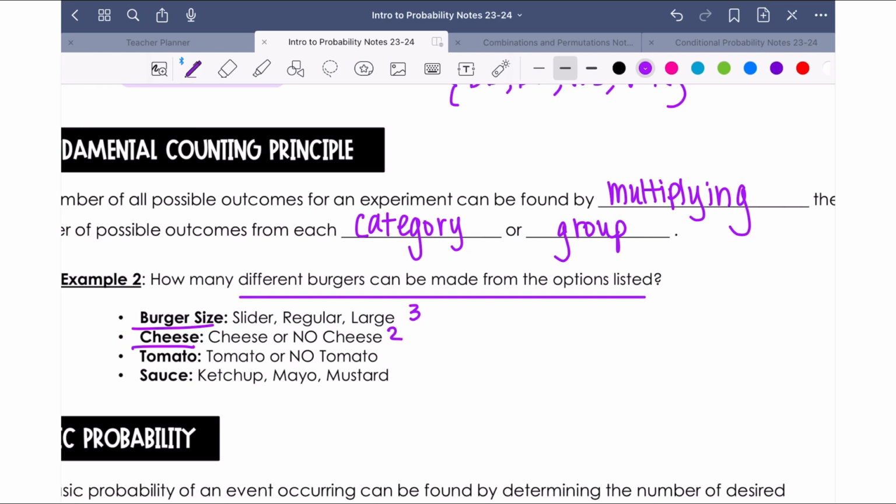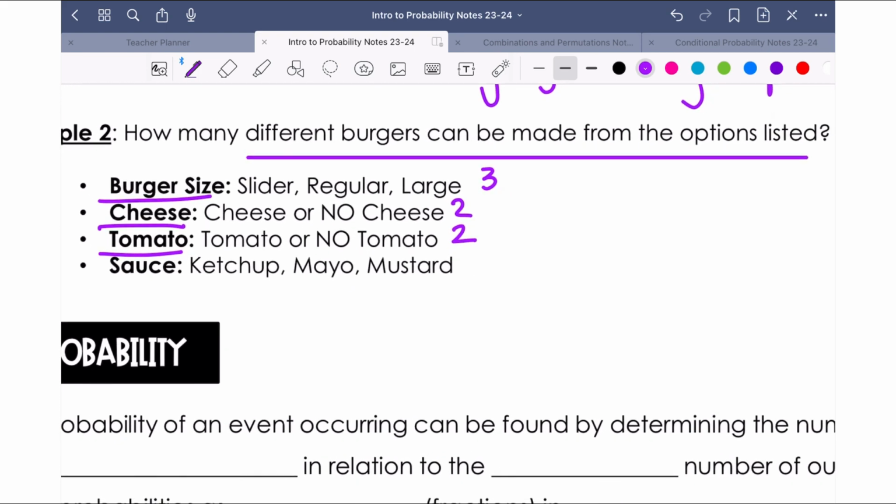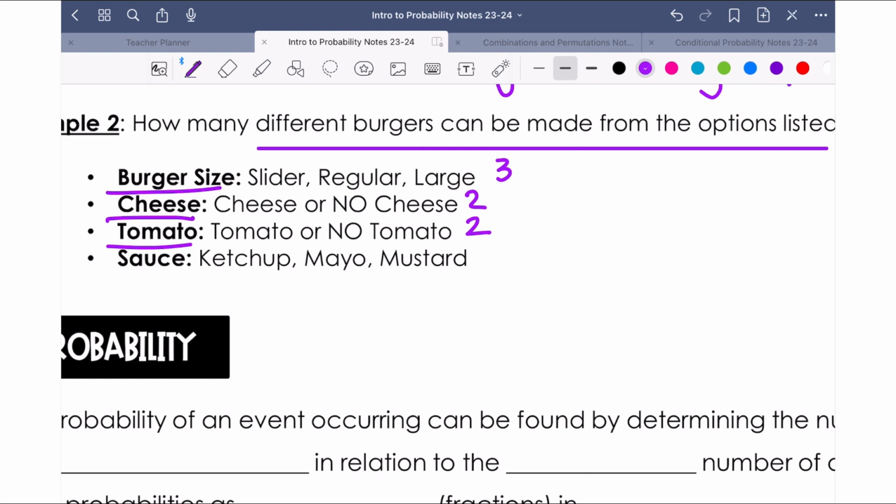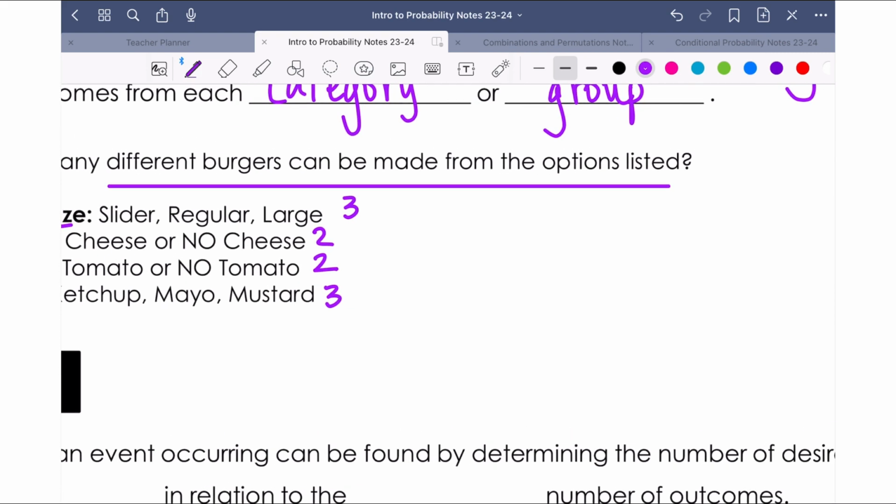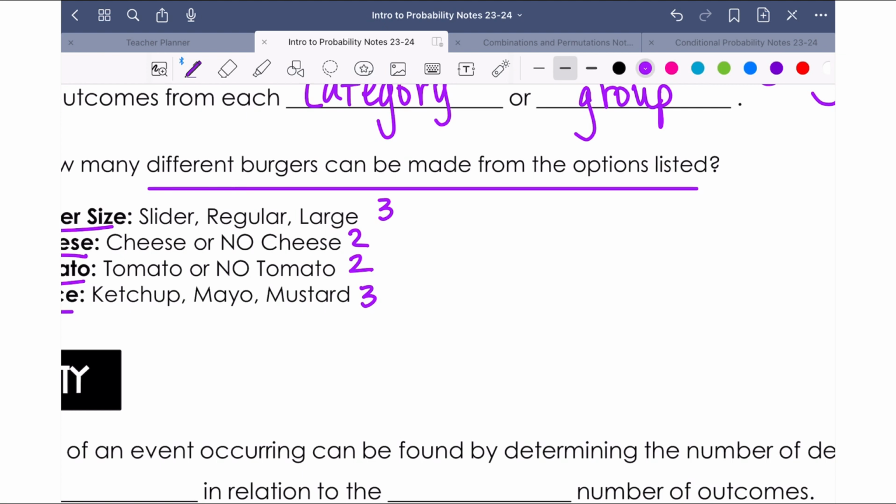So that's 2 options. What about tomato? You can either do tomato or no tomato. So 2 options. And then for the sauce, you can pick ketchup, mayo, or mustard. So that's 3 options. In order for us to figure out the different types of burgers we can make, we multiply all of those numbers.